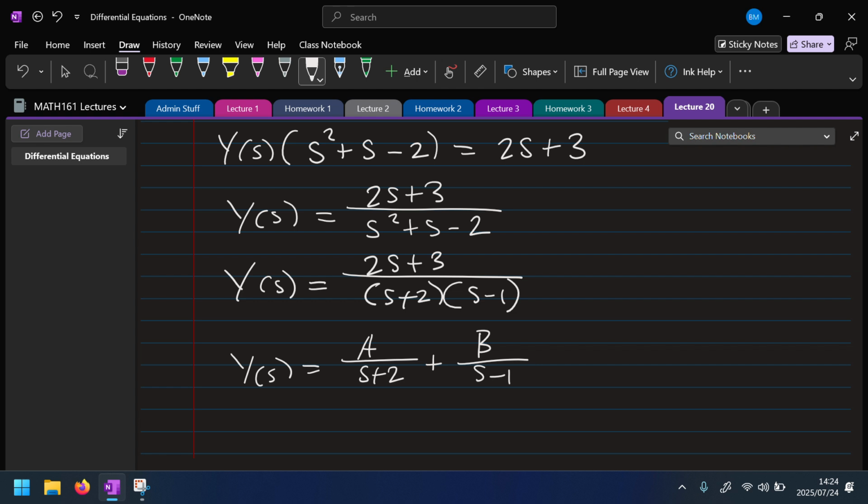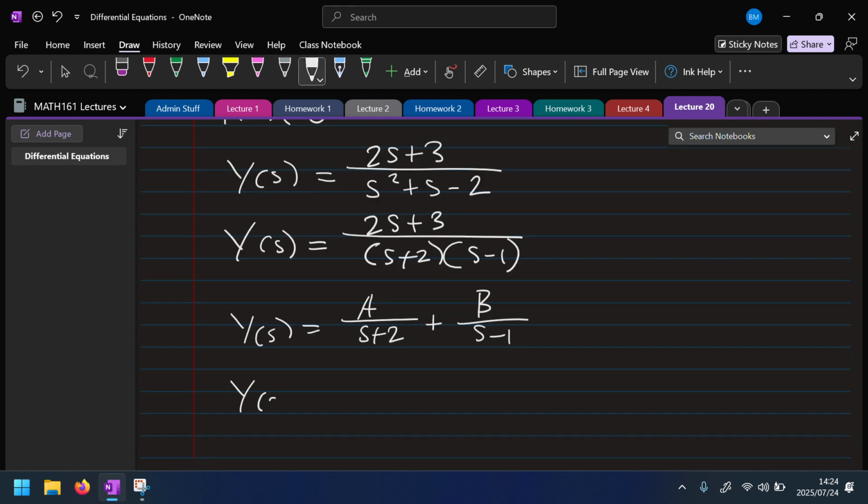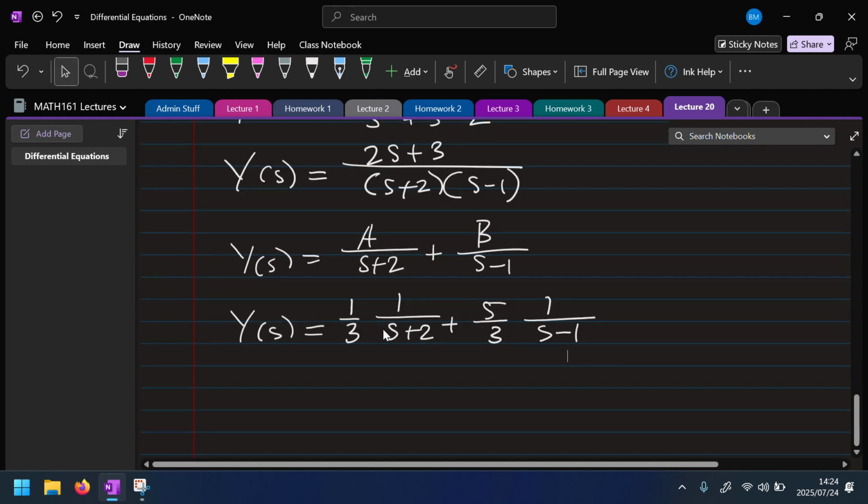Okay, I hope you remember your partial fractions from last semester. Okay, so now we need to solve for a and b. I'll let you fill in the details. So we're going to end up with y of s is going to be, for a, that ends up being a third. And b, that ends up being 5/3. Okay, right, you've done partial fractions enough, you can do that. So we end up with this.